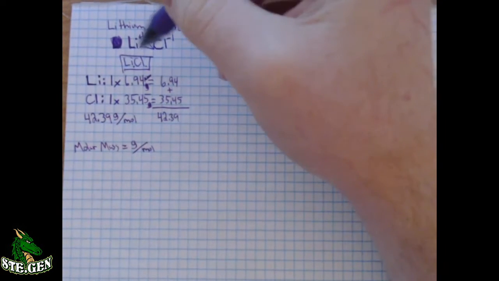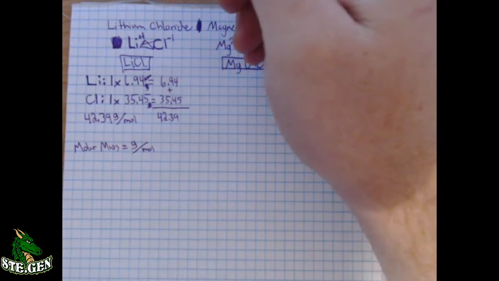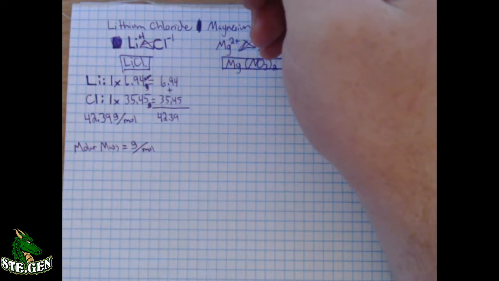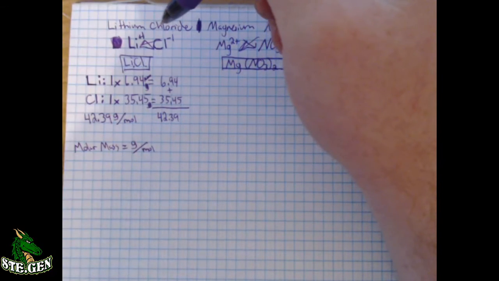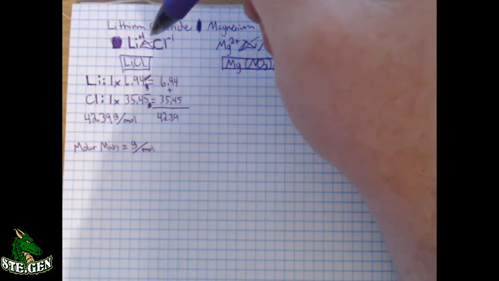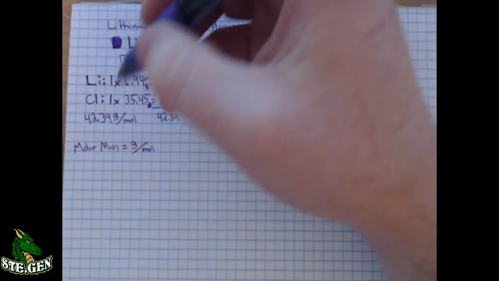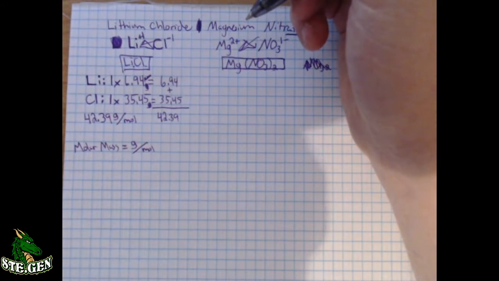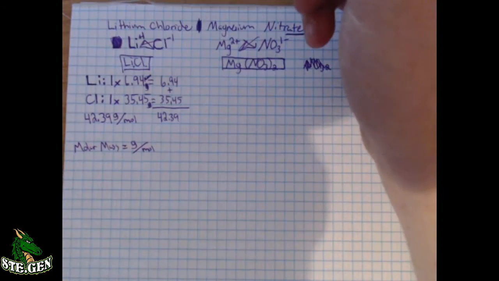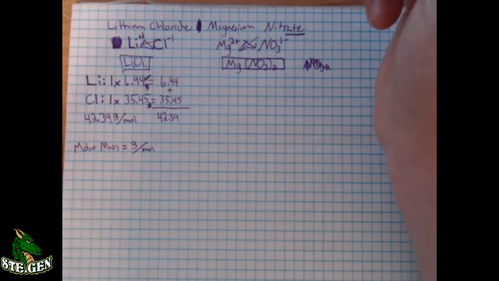In 1 mole, in 6.02 times 10 to the 23rd particles of lithium chloride, if you had 6.02 times 10 to the 23rd of this ionic compound here, it would weigh 42.39 grams. Every 1 mole is 42.39 grams. Okay, that one's pretty straightforward.